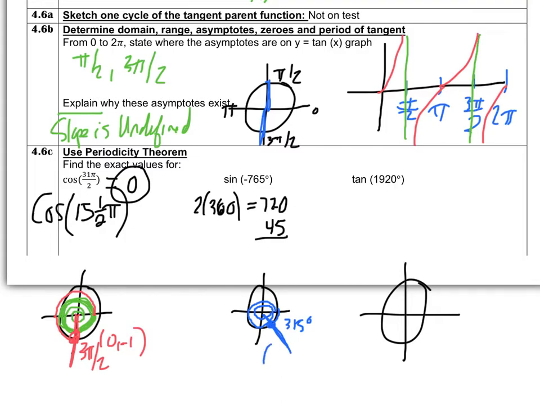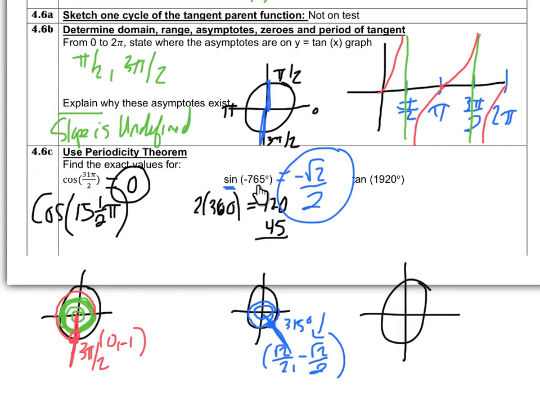This ordered pair is going to be square root of 2 over 2, negative square root of 2 over 2. They want to know the sine value, which is right here. So the answer is negative square root of 2 over 2. So on this one, I had to go around the circle backwards 2 complete times before I could move that last 45 degrees.